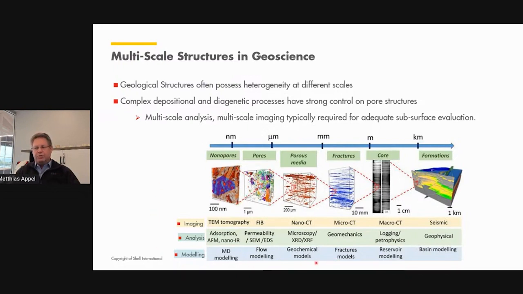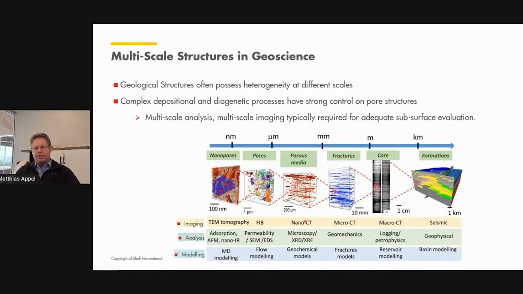That is shown here with a bit of a cartoon-like description of what measurement techniques, analysis techniques, and modeling techniques are used for pores and rocks at different length scales. Yeah, so in nanopores, we typically need tomography, microscopy with very, very high resolution, SEM and TEM, tomography. The physical measurement is more adsorption, atomic force microscopy, nano infrared spectroscopy. Modeling, it's typically the small length scale, so molecular dynamics modeling is sufficient. Then we're getting into pores, where we have focused ion beam scanning electron microscopy, making measurement. And the impact here is primarily on the permeability.